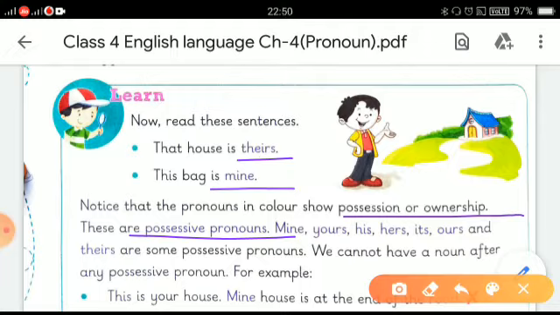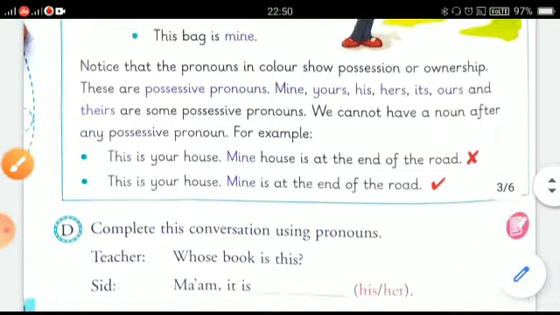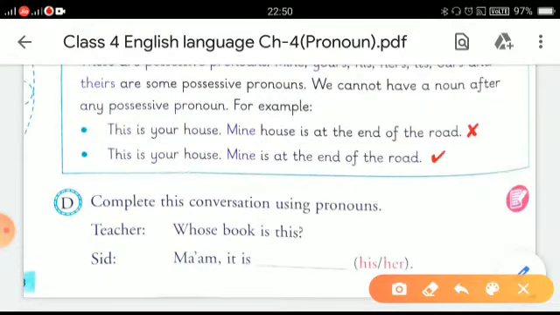Mine, yours, his, hers, its, ours, and theirs are some possessive pronouns. We cannot have a noun after any possessive pronoun. For example, this is your house. Mine house is at the end of the road. This is a wrong sentence.